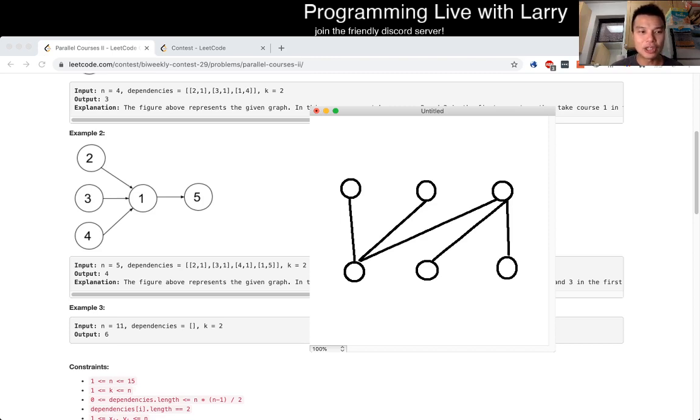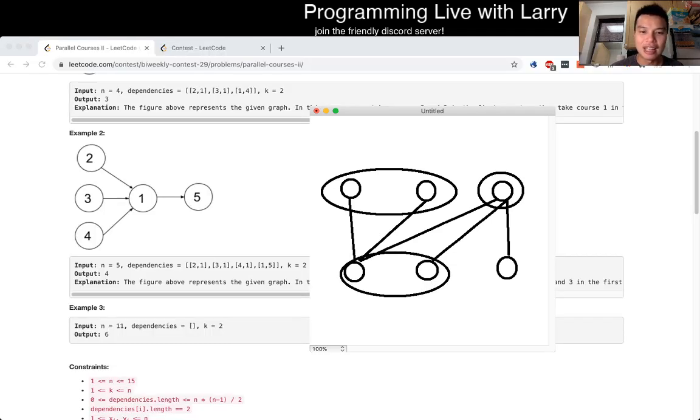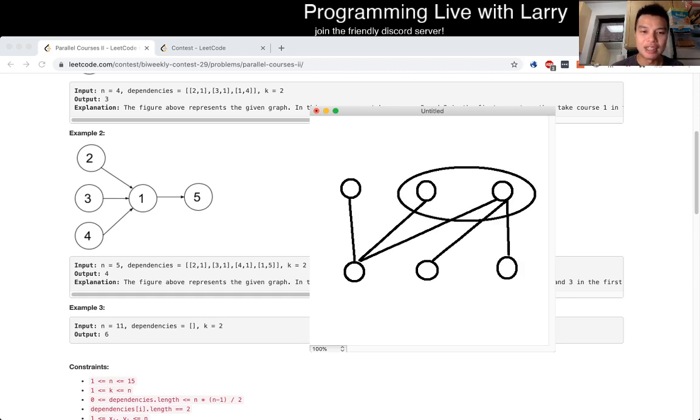If k is equal to 2, your first two nodes may be here, right? These two nodes. And then in your first semester, you take those two nodes. Your second semester, you take this node. And then your third semester, you take this node. And then the fourth semester, you take this node, right? So that's 4. But if you do it smartly, for example, in the first semester, you do these two nodes.